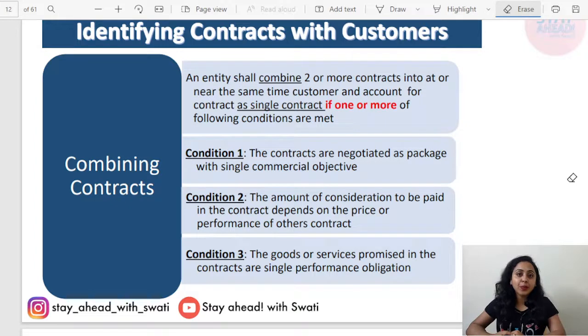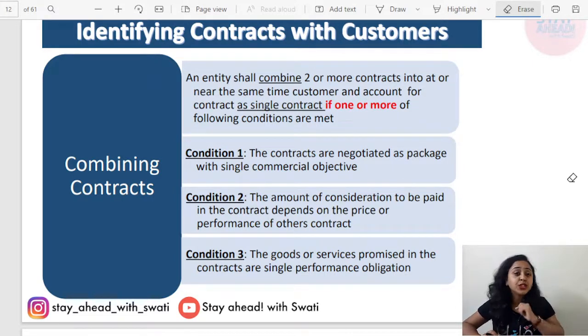Welcome to lecture number 12. This lecture is in continuation with lecture number 11. Here we will continue to discuss the Ind AS 115 provisions. Now as you know, there is a 5-step model for recognizing revenue from contracts with customer. The first step says identifying contracts with customer.